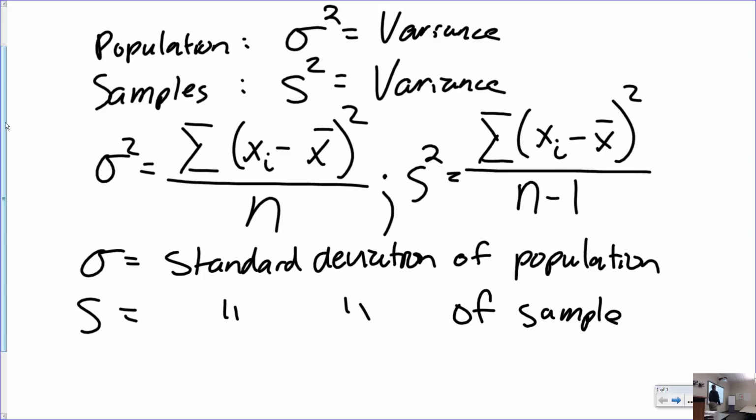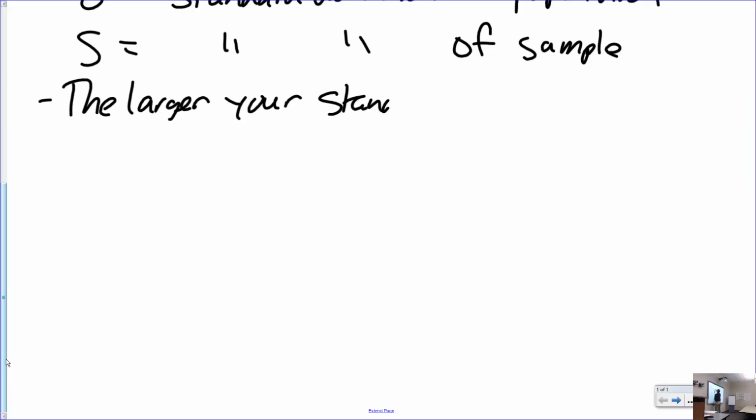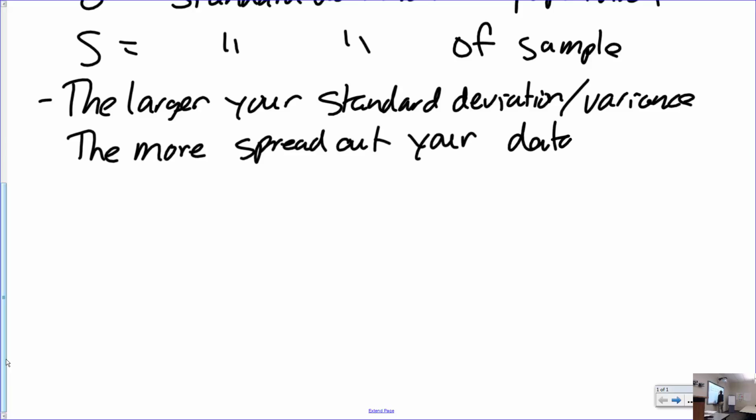All right. So if your standard deviation or variance is larger, the more your data is spread out. Because again, that's what it's doing, it's measuring dispersion, okay?